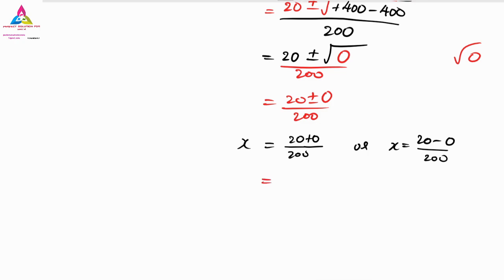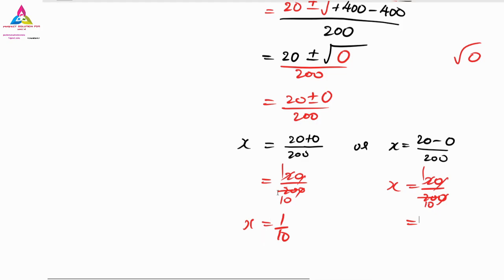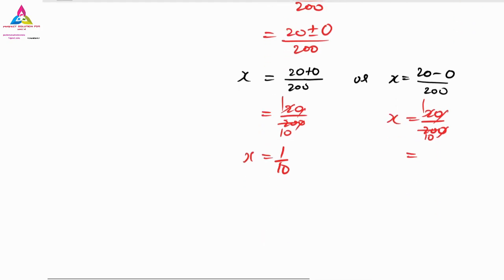So next step is 20 plus 0 is 20 divided by 200, and 0 0 get cancelled, 2 1s are, 2 10s are, so it will be 1 by 10, that is x value. On the other side we have x is equal to 20 minus 0 is 20 only divided by 200. So here we have 0 0 get cancelled, 2 1s are, 2 10s are, so the answer you are going to get here is 1 by 10.